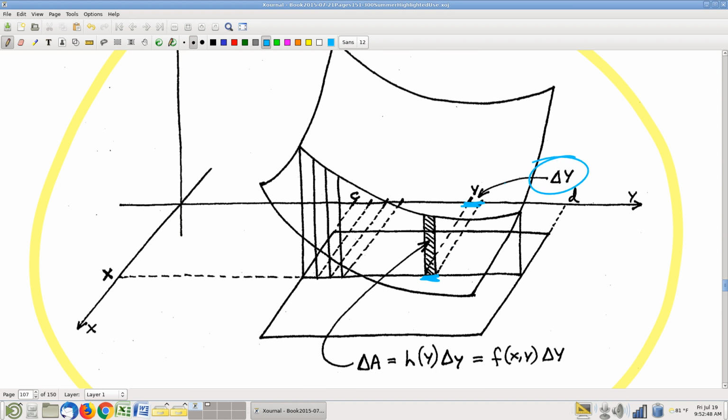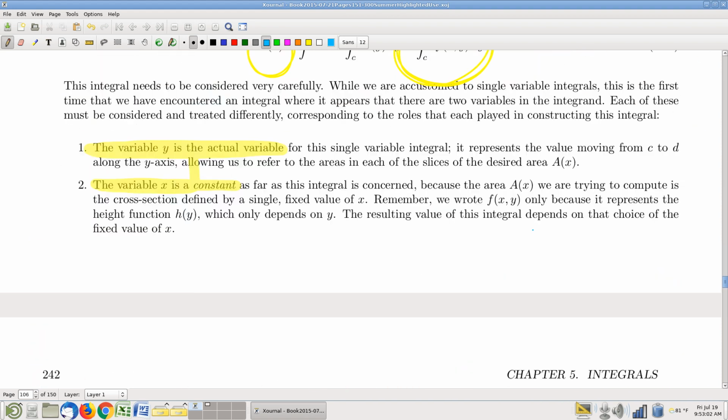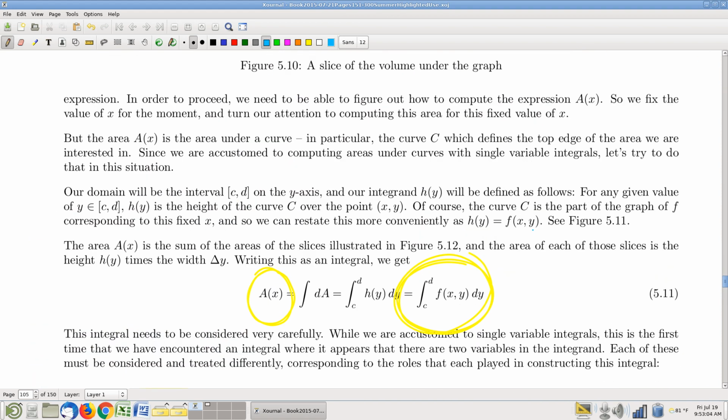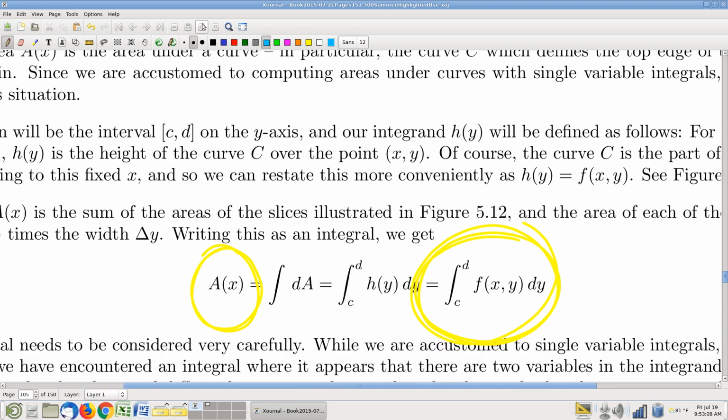That's delta y. I'm taking my interval from C to D and chopping it up into little pieces. That, of course, I'm going to call delta y because y is the variable that's changing there. Right? So all of that in mind, y is the variable. Y goes from C to D. Height is f.